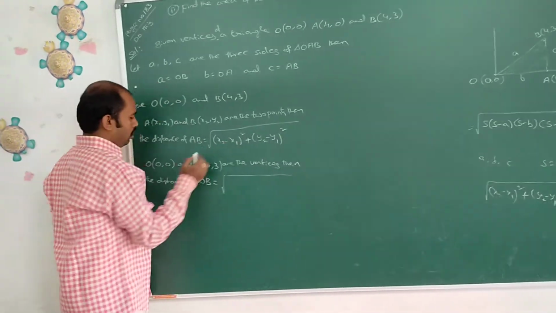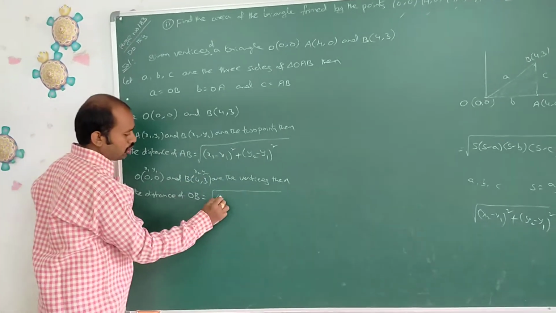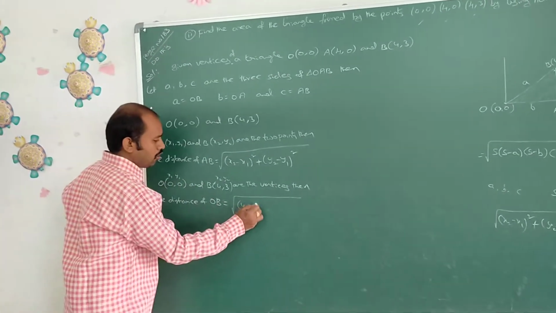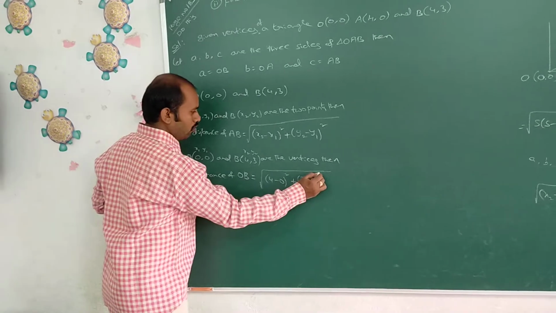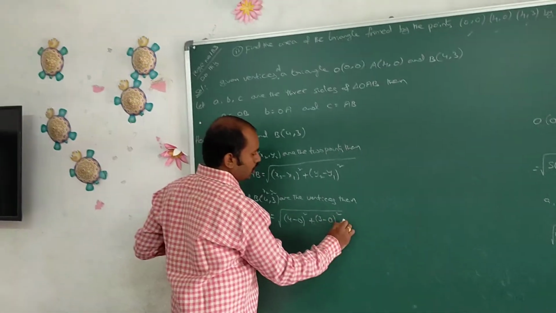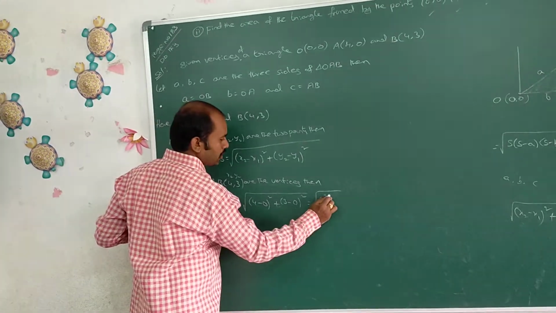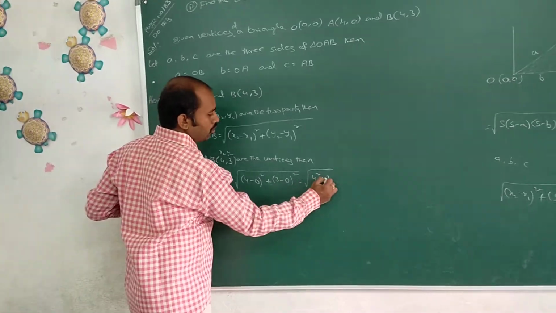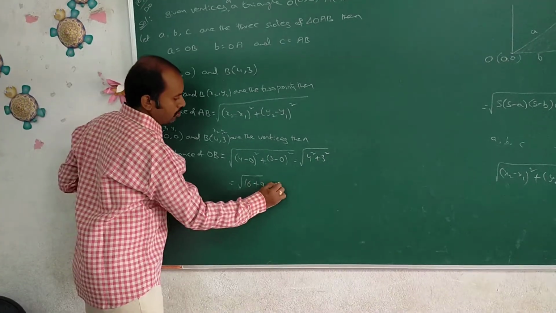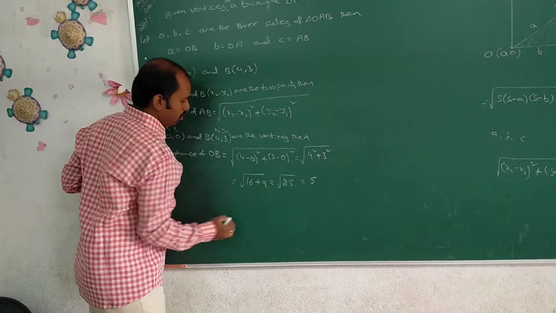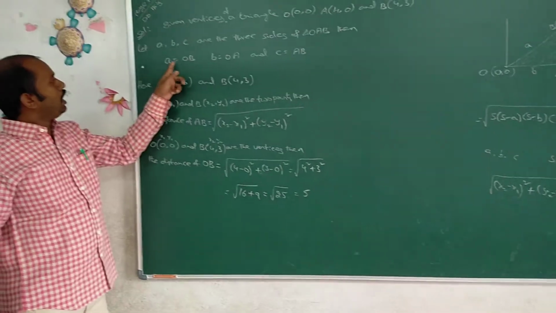Now substitute in this formula: first x1, y1, second x2, y2. First x2 minus x1. x2 means 4 minus x1, which is 0, whole square, plus y2, which is 3, minus y1, which is 0, whole square. Now simplification: square root of 4 minus 0 is 4 squared, plus 3 minus 0 is 3 squared. 4 squared is 16 plus 3 squared is 9. 16 plus 9 is 25, square root is 5. The OB value is 5 units.